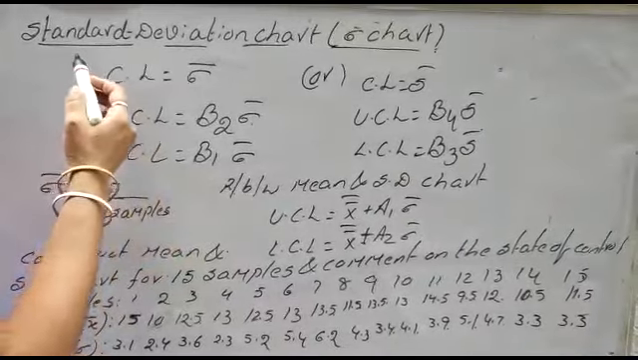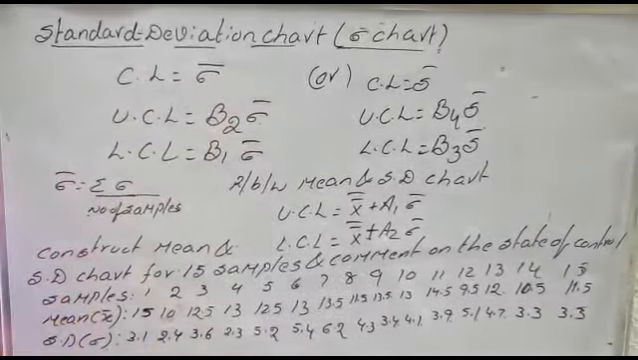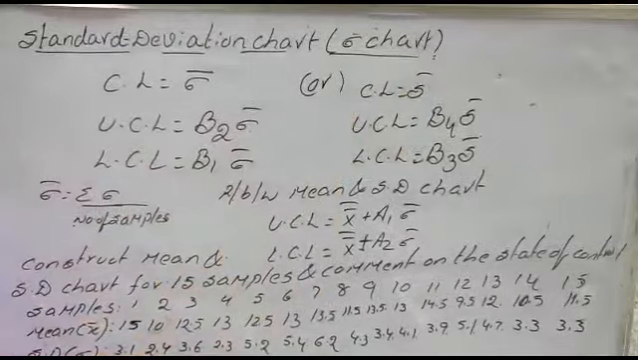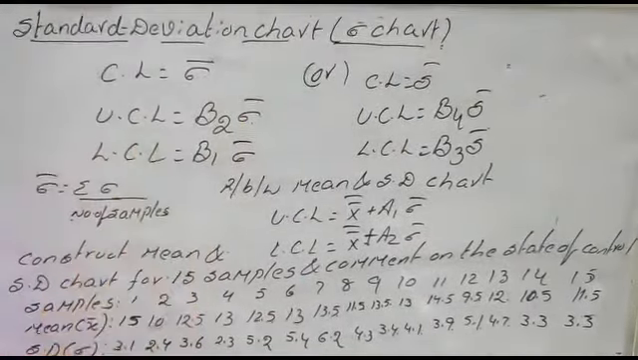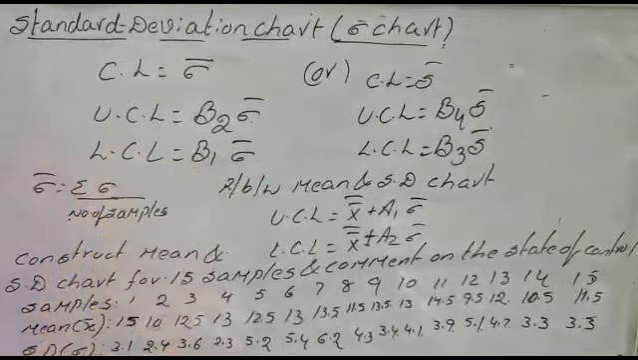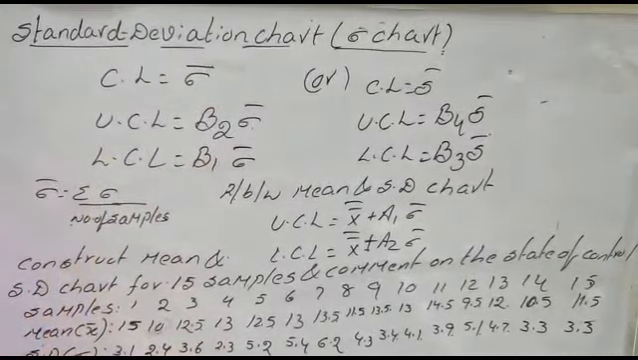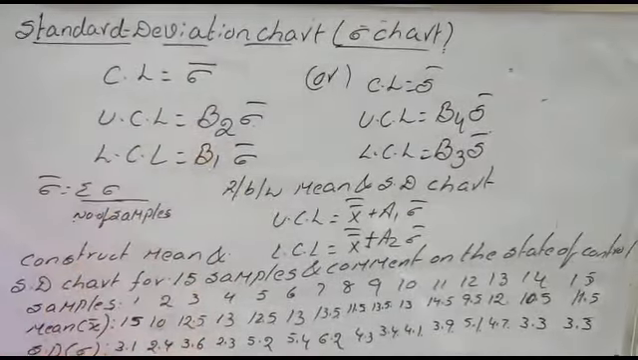Today's topic is regarding the standard deviation, which we also call sigma. First, let us see what a sigma chart or standard deviation chart is. A standard deviation chart is useful for finding the dispersion of quality of the product in the manufacturing process.